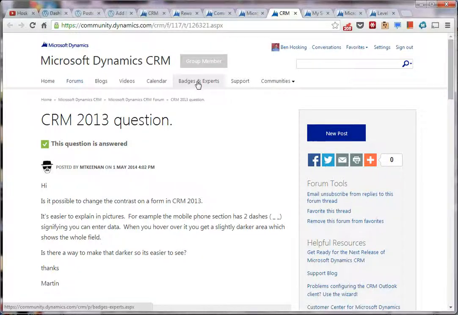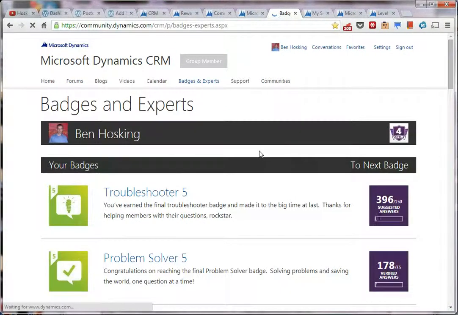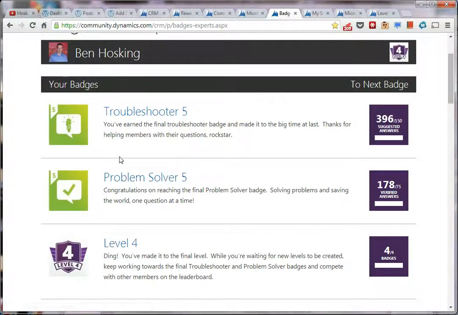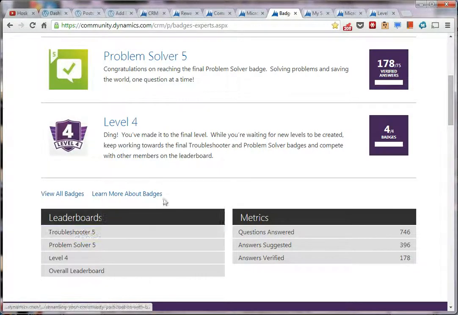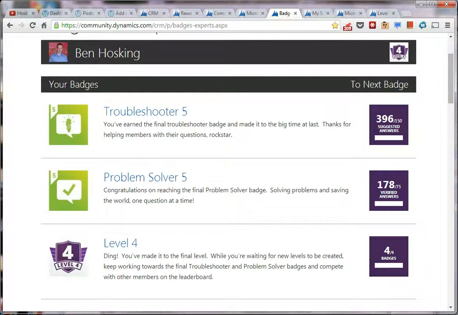But also there's this badges and experts section inside the Microsoft Dynamics community, and you go here. This has a wealth of information, which is pretty interesting. You've got your progress to your next badges. So when you're collecting your badges, this will show your statistics and what level you're at and how many you need to get to the next level. And here it shows you what badges you've got, and it shows you the metrics that you've achieved.